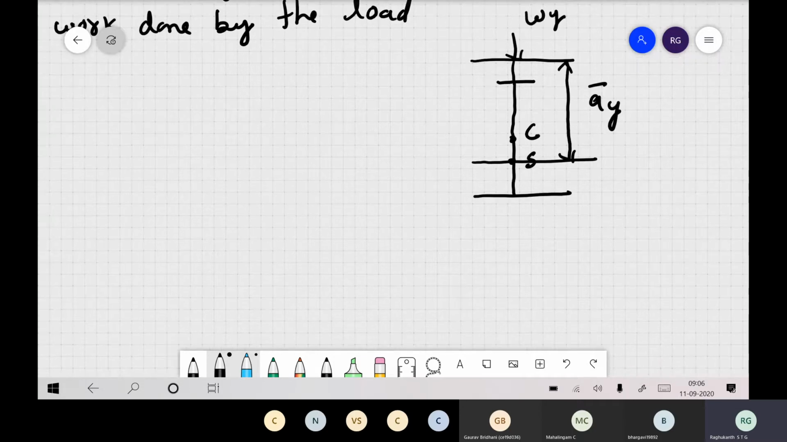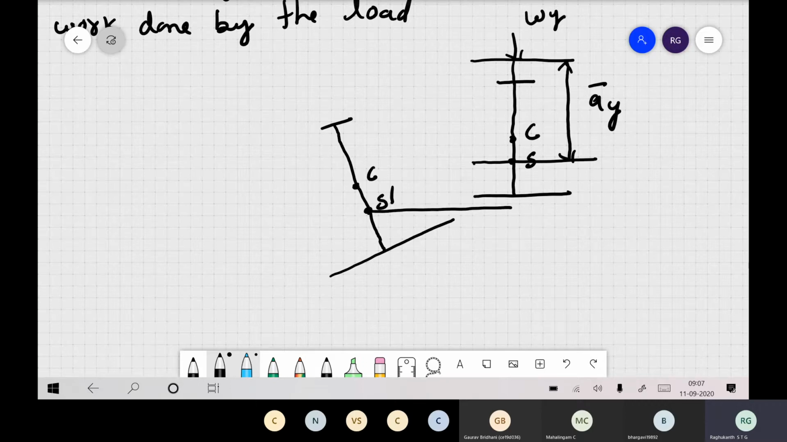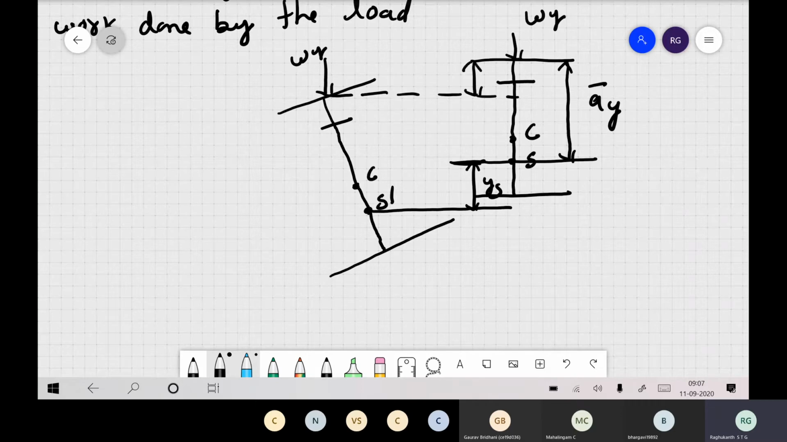Now after deformation, during buckling, this has become almost like this. This is your S dash, and this is our centroid here. The shear center has moved by some ys, if I denote the vertical movement. Now this is our load, so we have to find out how much this distance is.